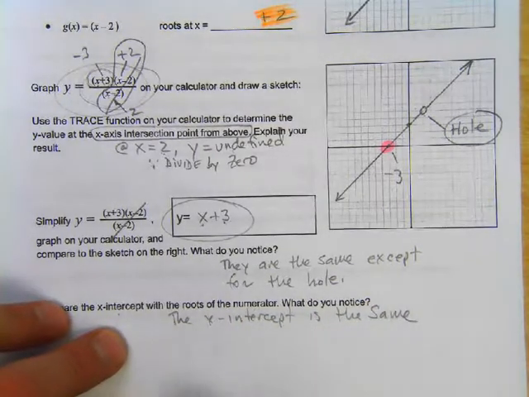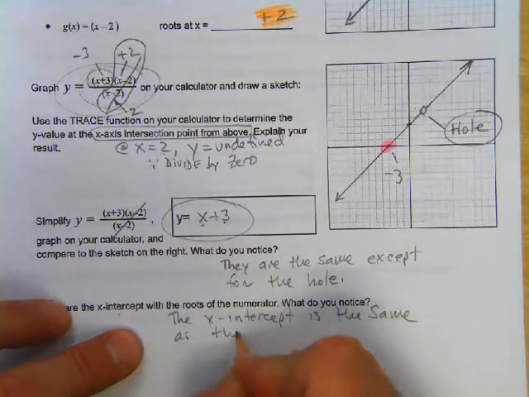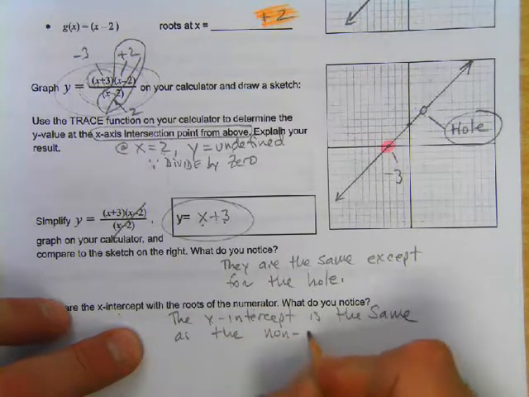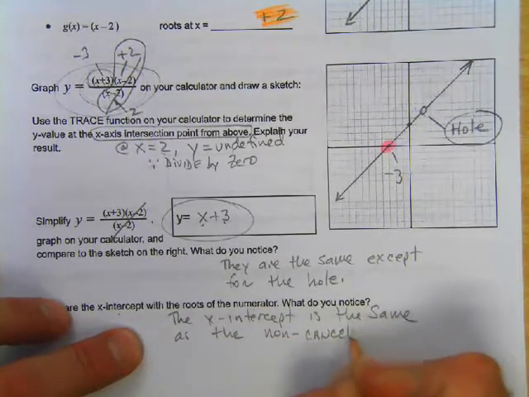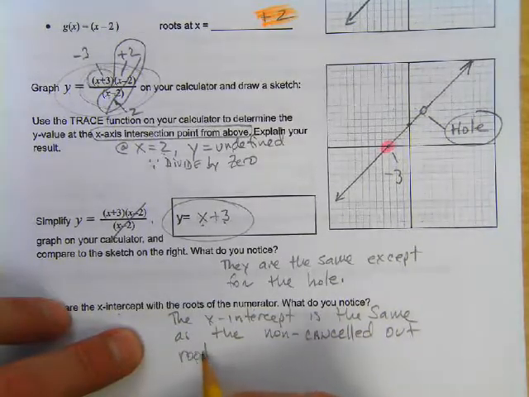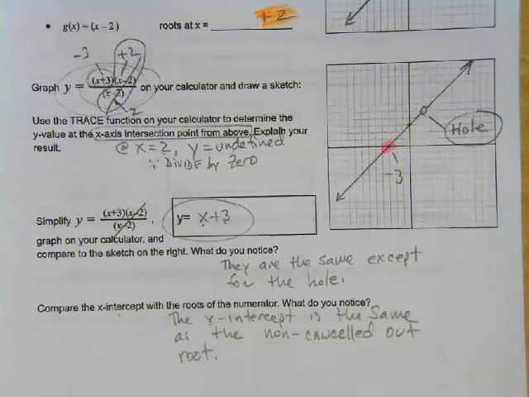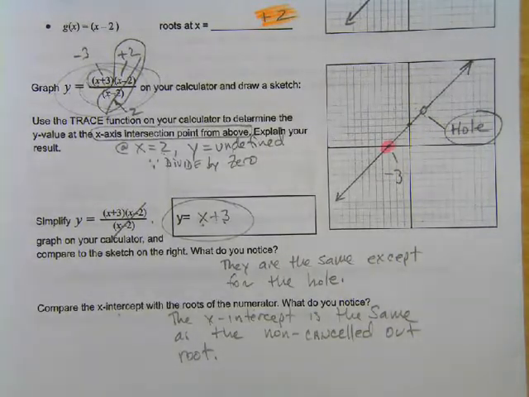So what do we notice? The x-intercept is the same as the non-canceled out root in the numerator.